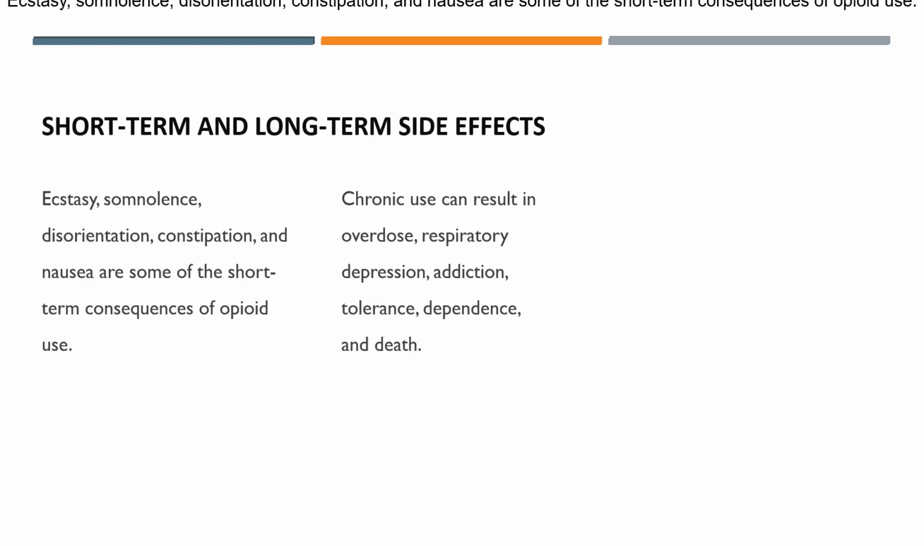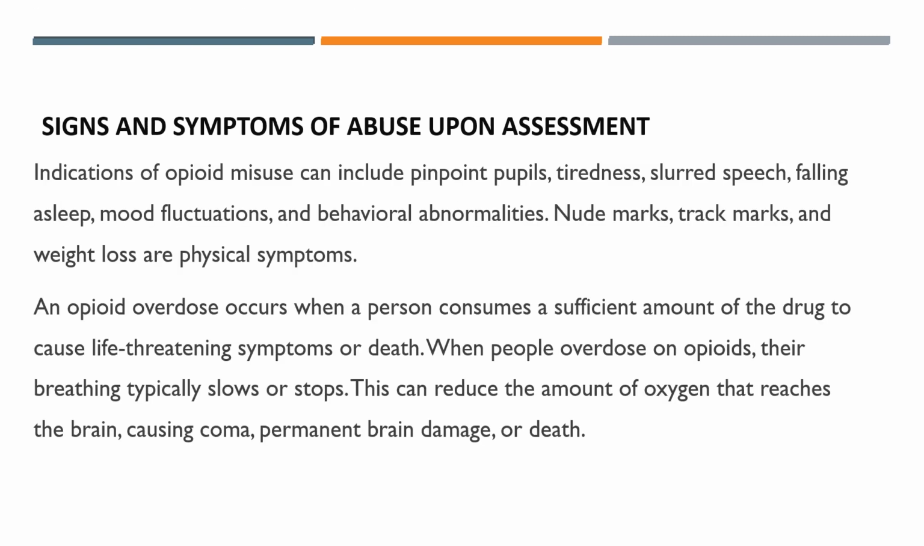Now let's talk about short-term and long-term side effects of using opioids. Ecstasy, somnolence, disorientation, constipation, and nausea are some of the short-term consequences of opioid abuse. While when used chronically, it can result in overdose, respiratory depression, addiction, tolerance, dependence, and even death.